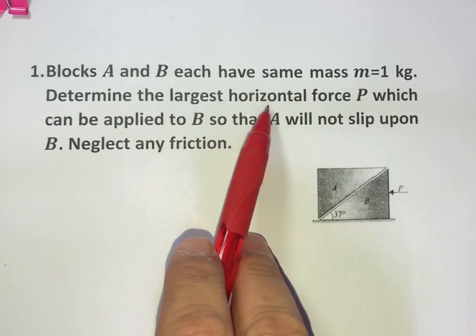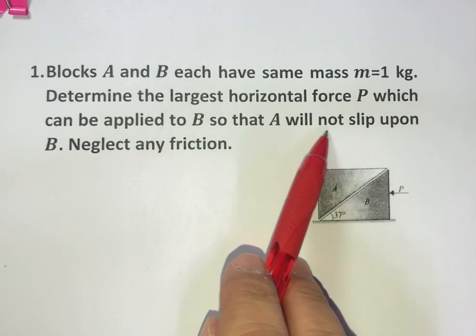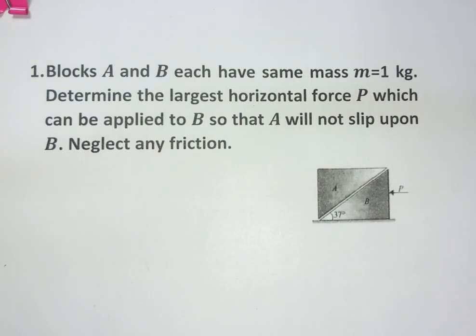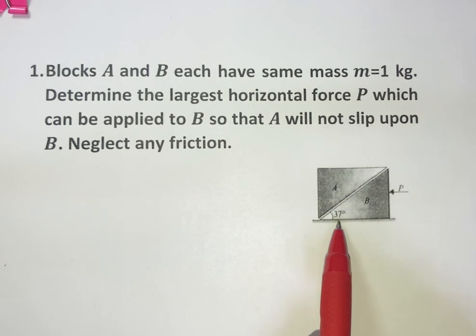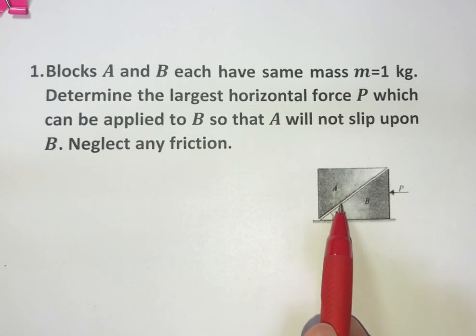Determine the largest horizontal force P which can be applied to B so that A will not slip upon B. Neglect any friction. So we have two blocks A and B, and the angle of inclination is given as 37. A force P is being applied on it.